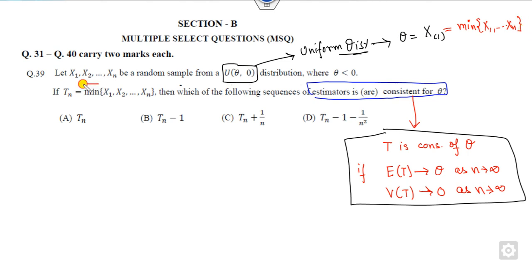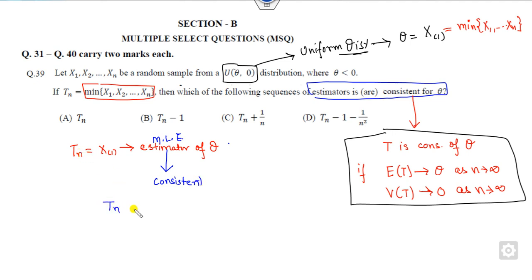Now if you look at that, this is my x1. So T of n is nothing but x1, and this is the estimator of theta for the uniform distribution, which is a maximum likelihood estimator. Every maximum likelihood estimator is a consistent estimator, we all know that. It means Tn is my consistent estimator of theta. So the first option is correct.